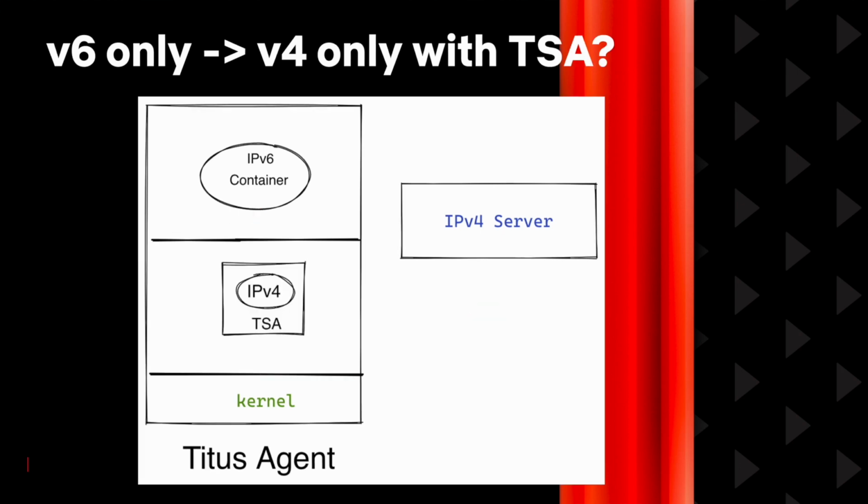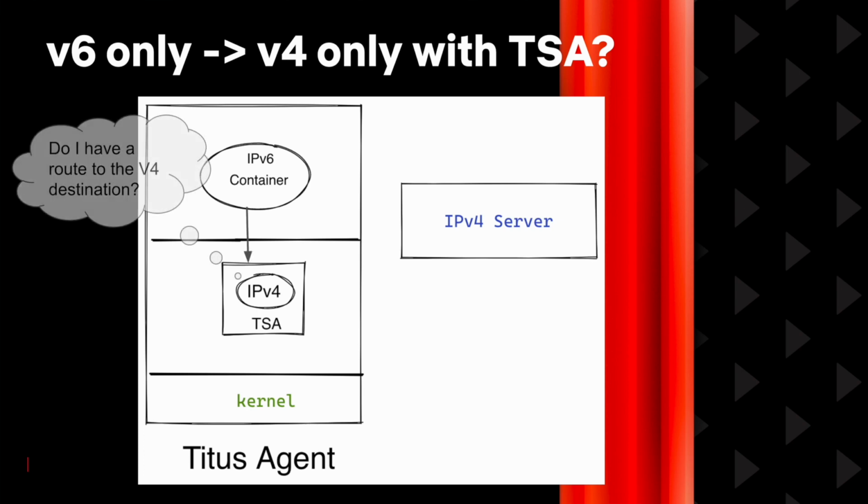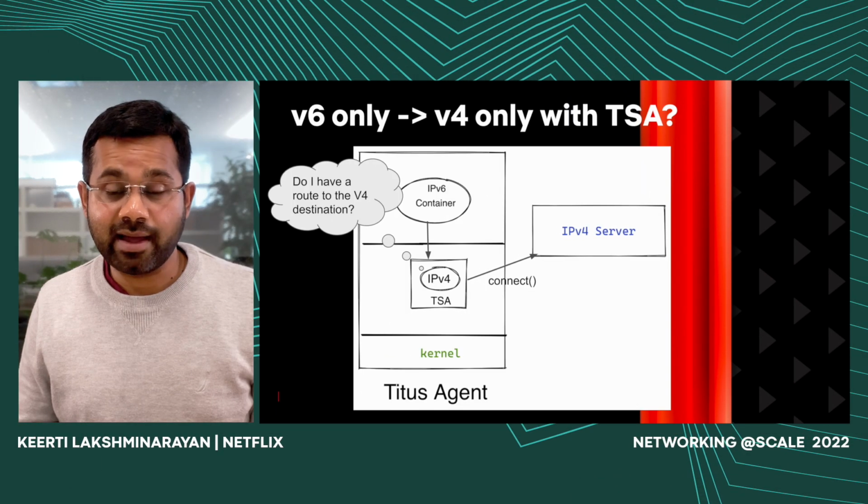Now the same situation, but with TSA, where we have an IPv6 enabled container running on the Titus agent with the TSA process. It's trying to connect to an IPv4 server. The connect system call comes in, and TSA intercepts it because we had a filter for connect in the seccomp policy. Then we look at the internals of the connect system call, and we figure out that we're trying to connect to an IPv4 address. We check if we have a route to that IPv4 address, and once we figure out that we do, we change to the network namespace that has an IPv4 address.